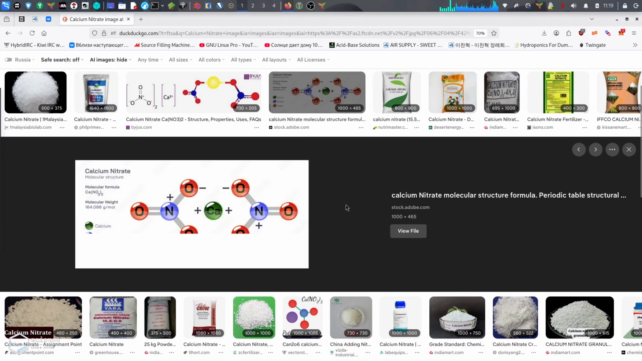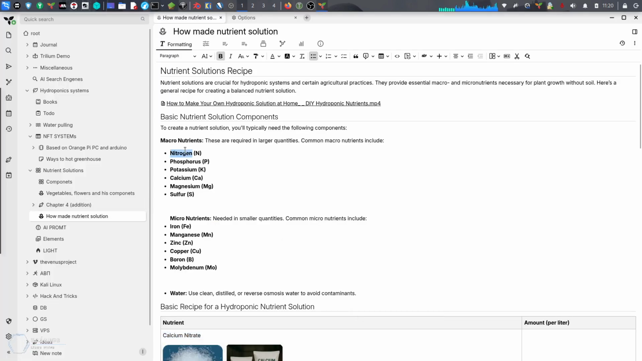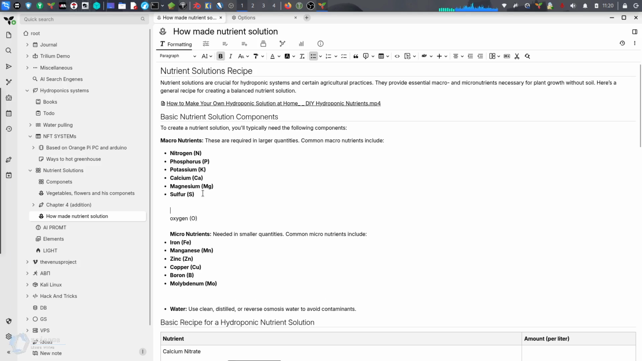Calcium nitrate molecular structure formula. Nitrogen, oxygen. See, calcium, nitrogen, oxygen. Calcium nitrate is a combination of calcium, oxygen, and nitrogen. We need nitrogen, oxygen. I don't know why this list does not have oxygen. Oxygen is needed too. This is a very important nutrient. I don't know what category, macro or micronutrient.